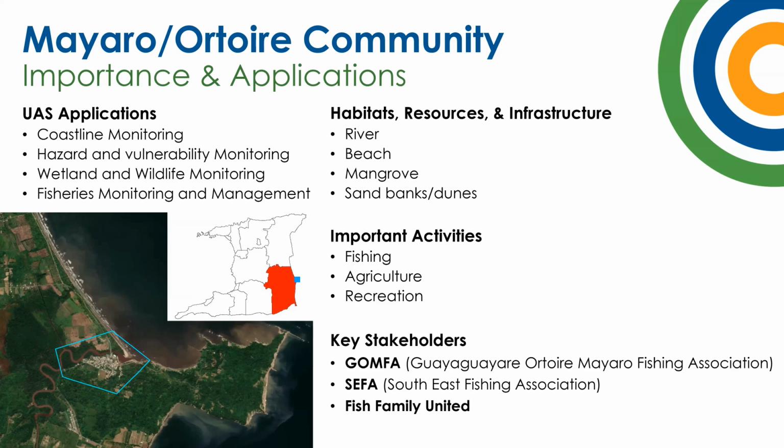So we focus on this particular fishing area within Mayaro, which is known as Ottawa. We wanted to focus on the coastline monitoring, hazards and vulnerability, especially with the fishing and the agriculture that is being affected by that.